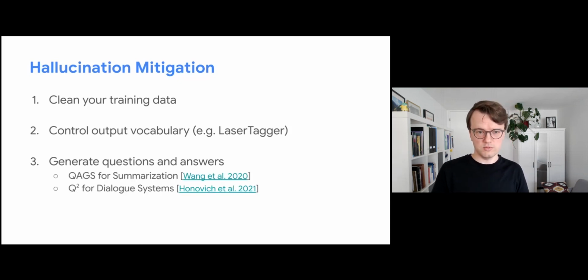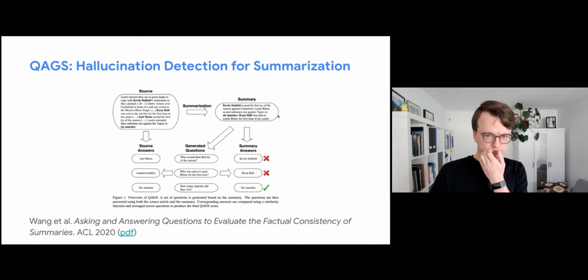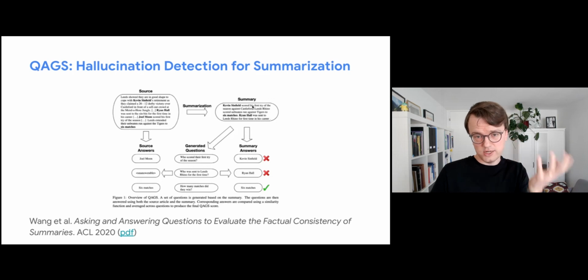So two papers just to mention here, and we'll take a look at the first one, where they use this idea for summarization. Okay, so here the approach is that first of all, you have a long source paragraph, and then your summarization model produces a summary for this source paragraph. And now you want to detect, does this summary hallucinate? So does it predict some factual inconsistencies with the source? And how do you do this?